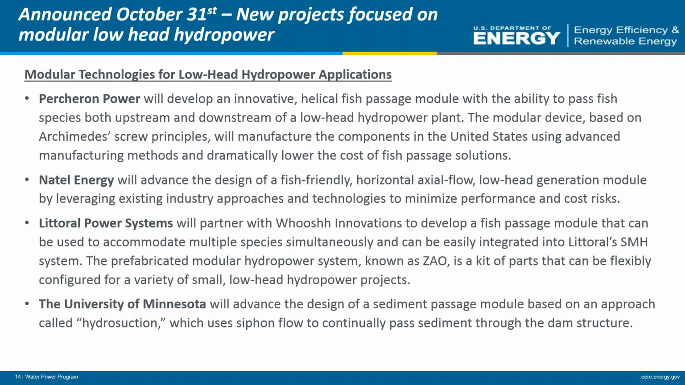Percheron Power will take an old technology, an Archimedes screw, and instead of using it as a powertrain, they plan on testing, operating it essentially in reverse, and using it as an upstream fish passage system. Now, Natel Energy, who I just previously mentioned, will start advancing its design of a fish-friendly axial flow low-head generation module.